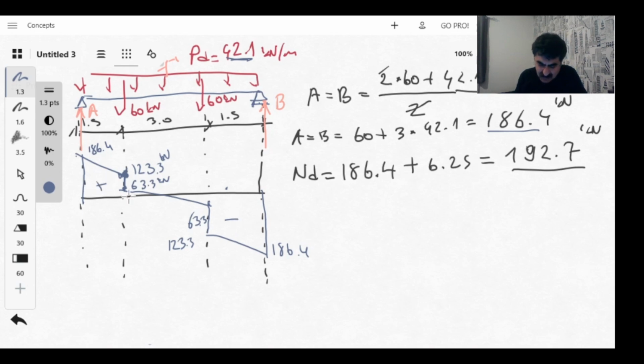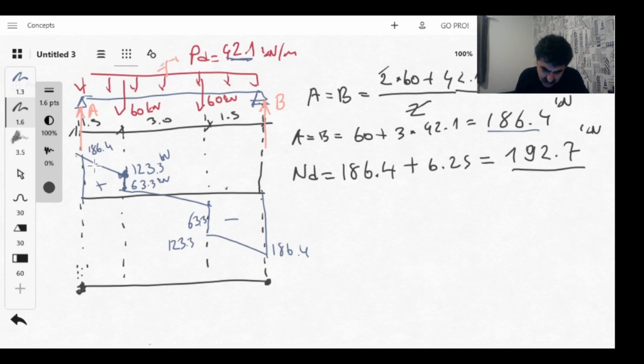It should be exactly symmetric, but because of the tablet I have a hard time drawing, so please consider this as a symmetric one. So let me draw the moment as well. If I draw a line like this, I have important points. The moment will be 0 at the supports.